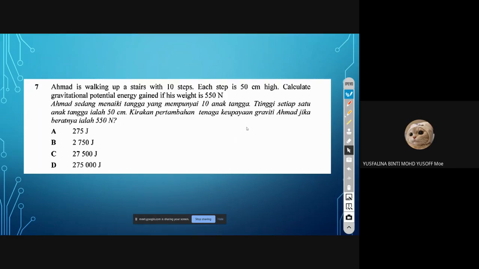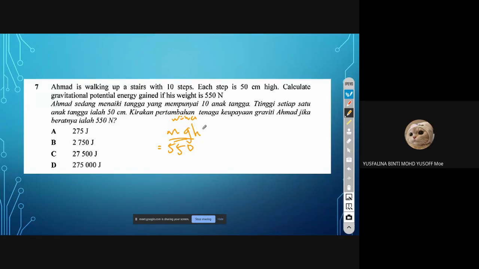Ahmad is walking up stairs with 10 steps. Each step is 50 cm in height. Calculate the gravitational potential energy gained if his weight is 550 Newton. The formula for gravitational potential energy is mgh, and mg is actually the weight, W is mg. The question already gives you the weight, 550, so you don't need to calculate this one.